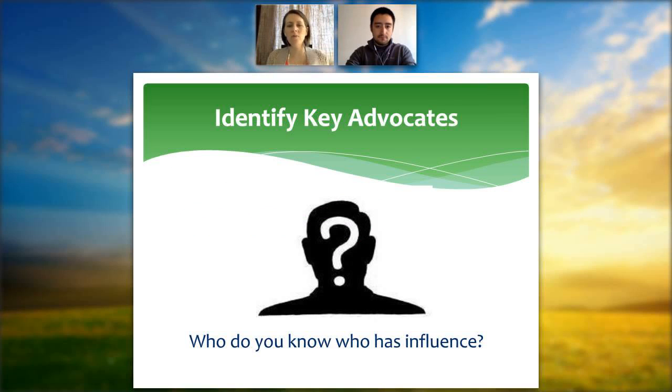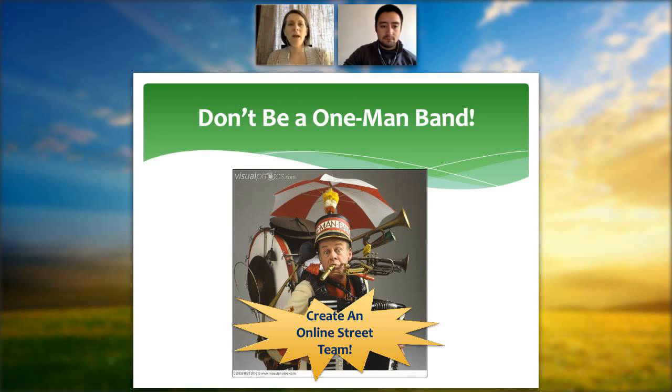So how do I get people to promote my campaign? You're going to identify key advocates and ask them to be part of your online street team. Think about who you know who has influence. Think about those people that we all know, those people who are the ones that everybody listens to, and you want some of those on your side. Someone who might have a lot of Twitter followers, ask them if they could get their friend with 20,000 followers to tweet for you.